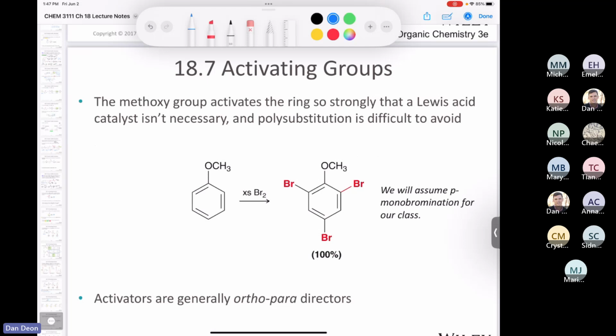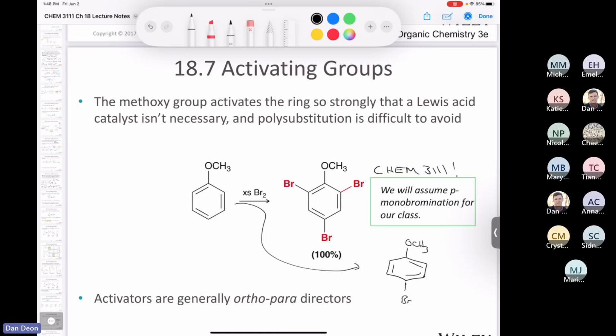However, note that for our class, this is Chem 3101, we don't start digging around in the weeds and all this stuff. We're just going to assume that you get monobromination only at the para position. So for this reaction, we would assume that you would only get this compound. And this is actually going to come up, I think, in our practice. Okay, so we assume that you get only this.